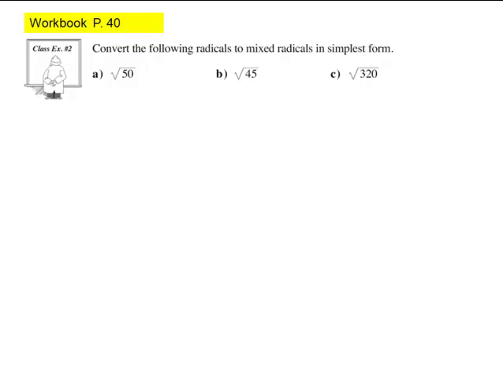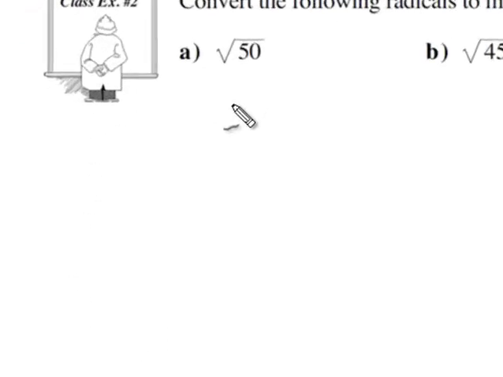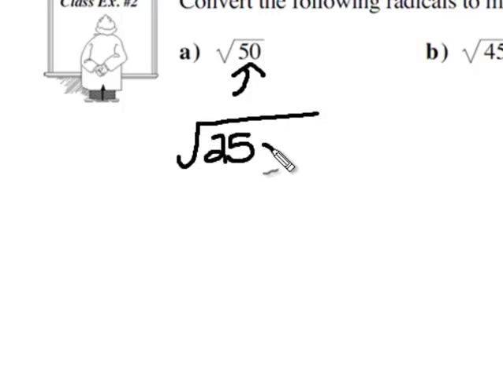Convert the following radicals to mixed radicals in simplest form. To do this, you need to factor out the highest perfect square that you can. So in this case, root 50 can be rewritten as 25 times 2. Since 25 times 2 equals 50, I can replace them under the radical sign.